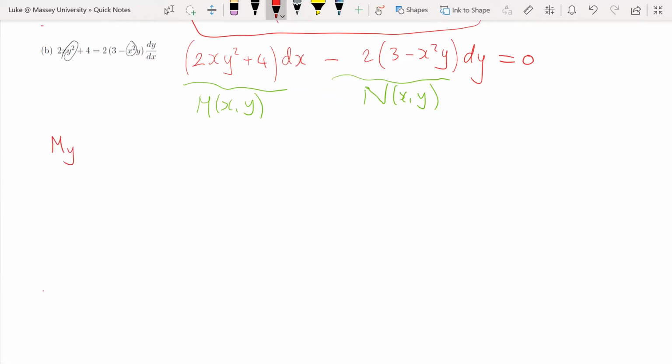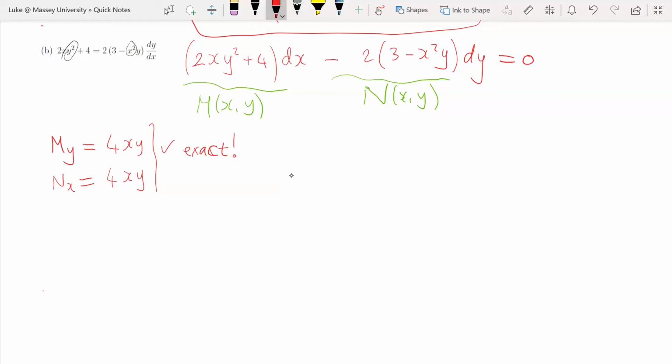So the partial derivative of M with respect to y is equal to 4. Well, I bring this 2 down, so I get 2 times 2 is 4 times x times y. The partial derivative of N with respect to x, well, I bring this 2 down, so I get 2 times negative 2 times negative 1, so I get 4xy again. So okay, yeah, great, this is exact.